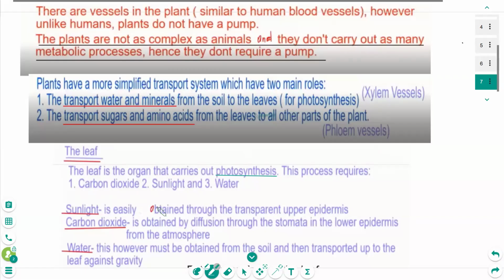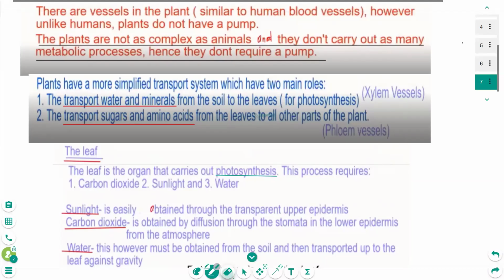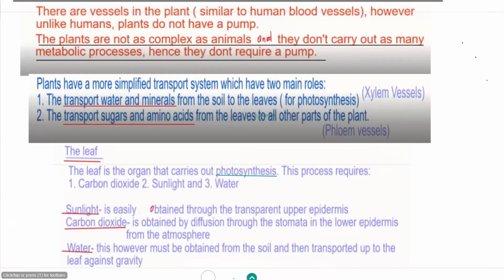The sunlight is easily obtained from the sun, so the leaf can easily get sunlight through the upper epidermis. Carbon dioxide comes into the leaf through the lower epidermis, through the stomata. But water is the more difficult thing for the leaf to get, because water has to be taken from the soil and then transported up to the leaf against gravity. So of the three things that the plant needs in order to carry out photosynthesis, water is the most challenging one for the leaf to obtain. And that's why we're going to really focus on how we're going to get water up to the leaf.